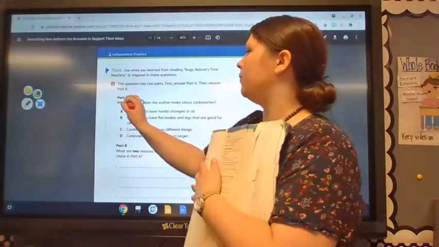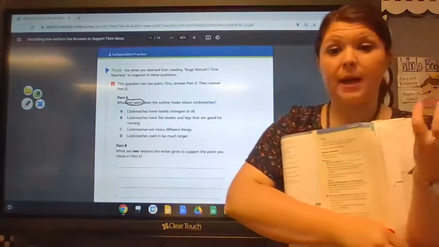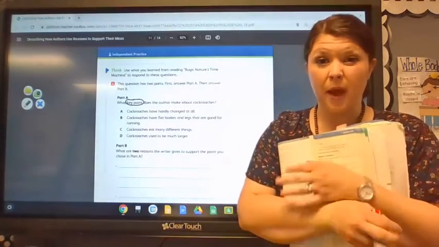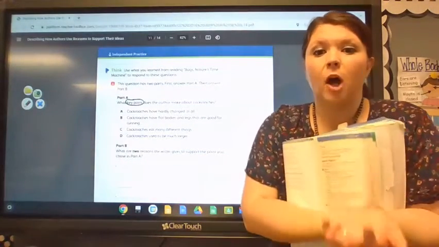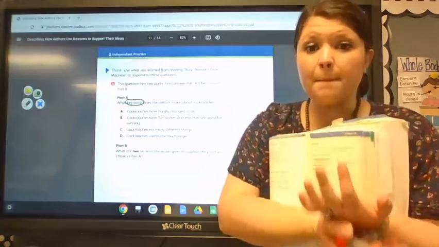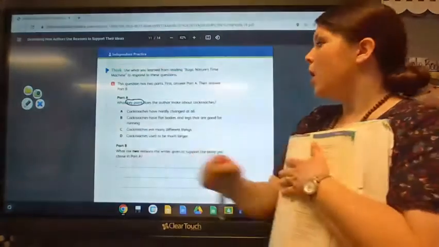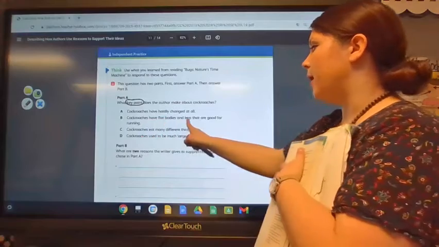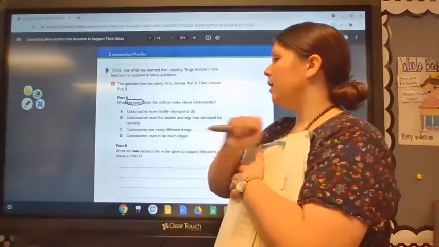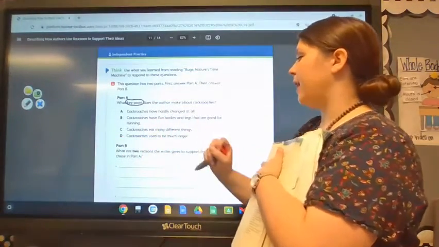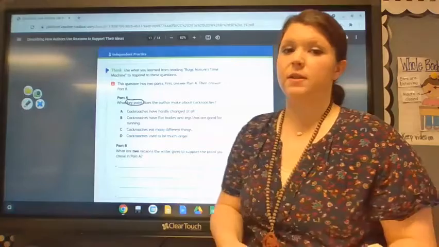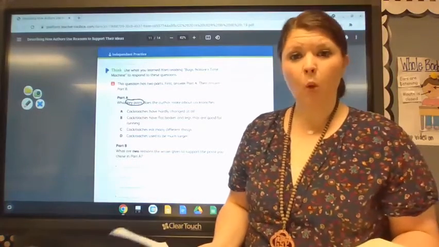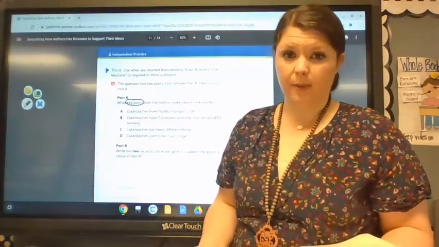So key point, remember, that is that important idea that the author wants us to take away or know. So think about the main idea. What is it that the author is telling us about cockroaches? Cockroaches have hardly changed at all. Cockroaches have flat bodies and legs that are good for running. Cockroaches eat many different things. Cockroaches used to be larger. So think back in your text. Which paragraph were cockroaches talked about in?